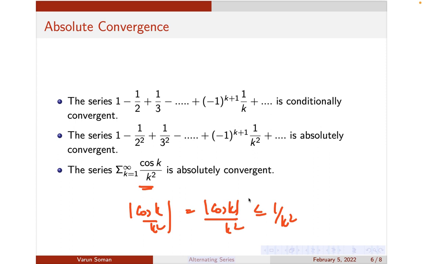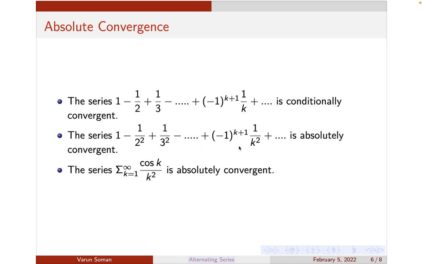Now you know that the series sigma 1 by k square converges. Why? It is the p series with p equal to 2. Therefore, by comparison test, this series also will converge. That is, the series of absolute terms is converging. So this is an absolutely convergent series, and since it is absolutely convergent, we will say that cos k by k square, the original series, also will be convergent. I hope that is clear. So these are some simple illustrations.